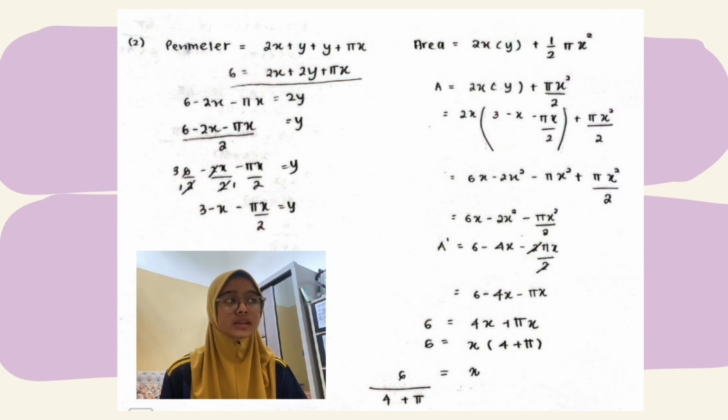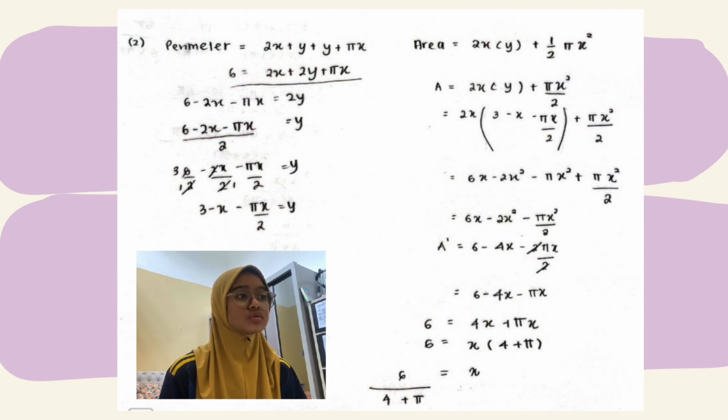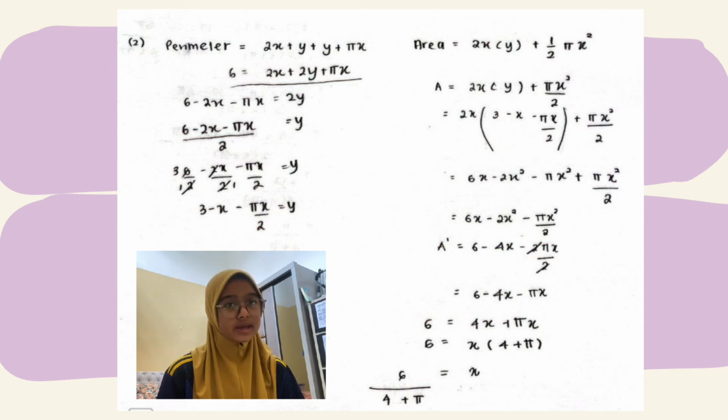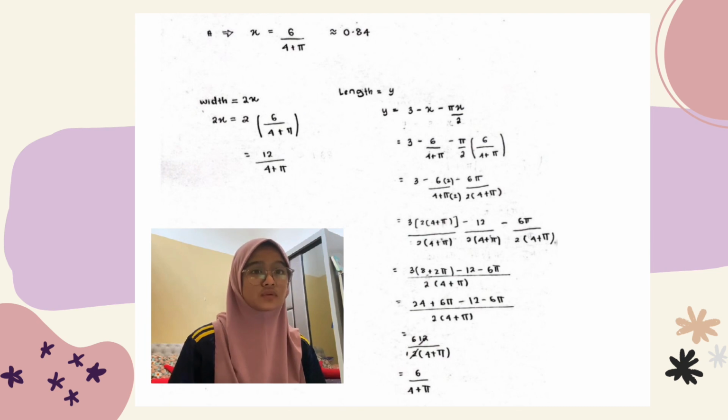After we get the equation of the area, we need to differentiate it. So we get 6 minus 4x minus pi x. From the differential equation, we need to make x the subject. So we have x equals 6 over 4 plus pi. After we get x equals 6 over 4 plus pi, we already know our width equals 2x. So we just replace x with 6 over 4 plus pi, and the final answer is 12 over 4 plus pi.